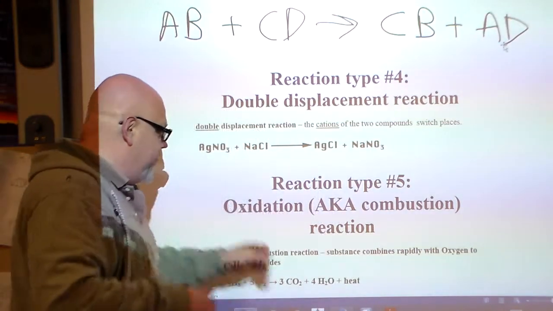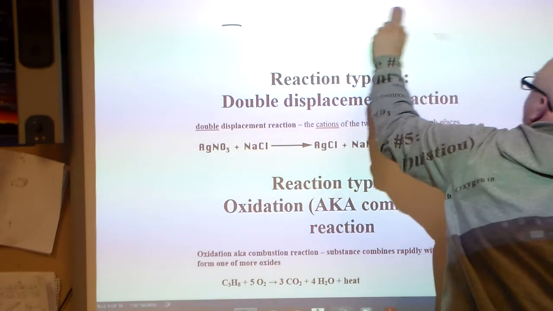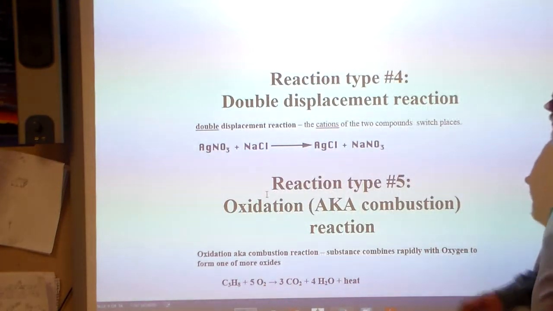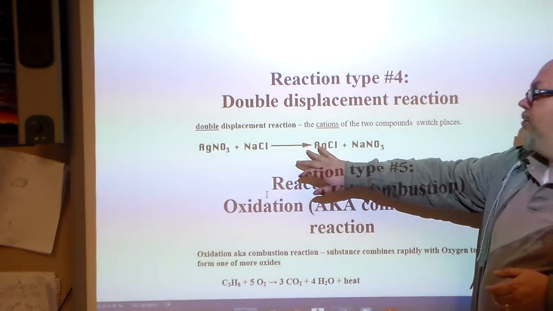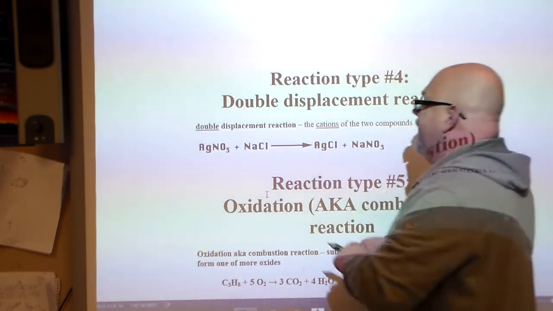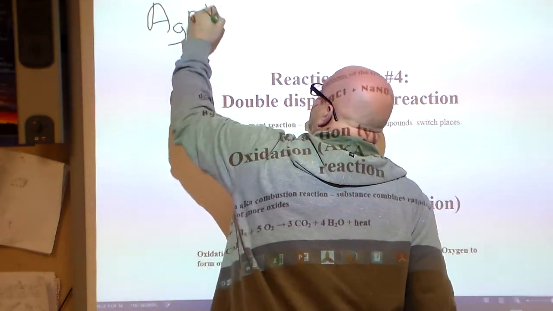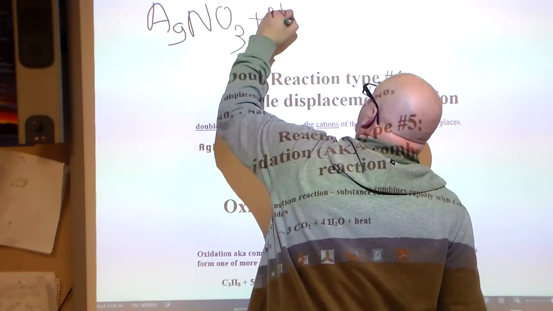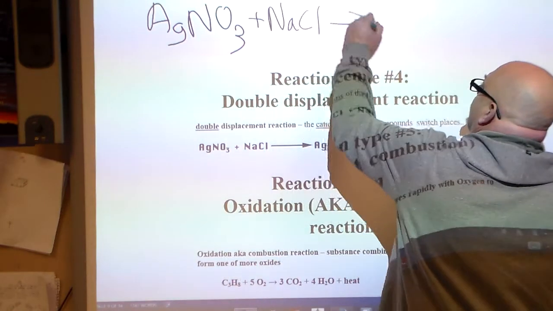Okay, let's wrap this up. We got one more reaction type to go over. All right, tell you what, let me work on this one here, and let's see if I can write this up. So here is an example of a double displacement. AgNO3 plus NaCl, plain old table salt.